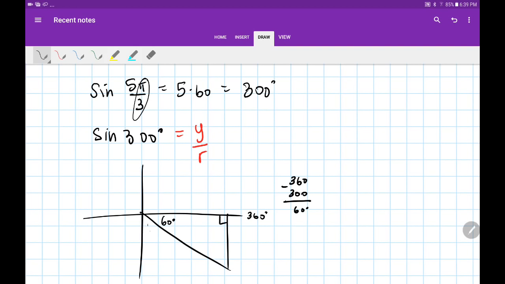Drop the perpendicular, and let's label our sides. So across the 60, -√3 over 2. Across the 30, +1/2. And then r is going to equal 1. This is x, and this is y.